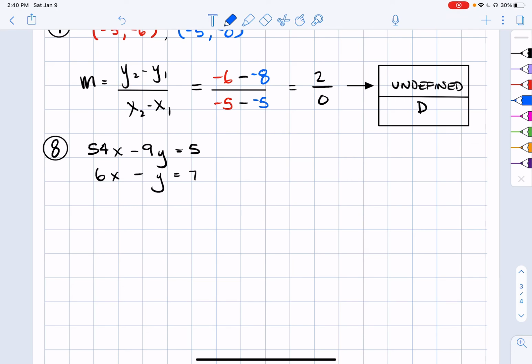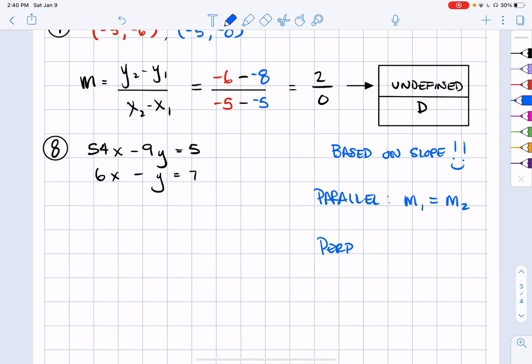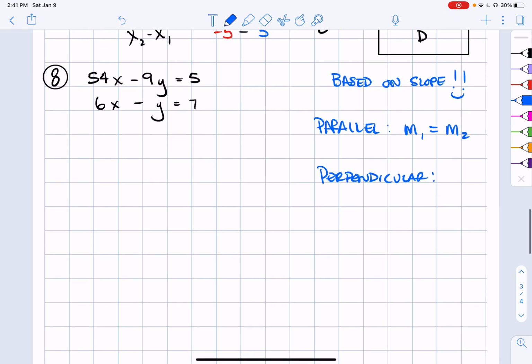So if they were parallel, based on slope, okay? If it was parallel, then slope 1 is going to equal slope 2. That part is easy. Perpendicular, the part that I want to bring up here is flip and negate.